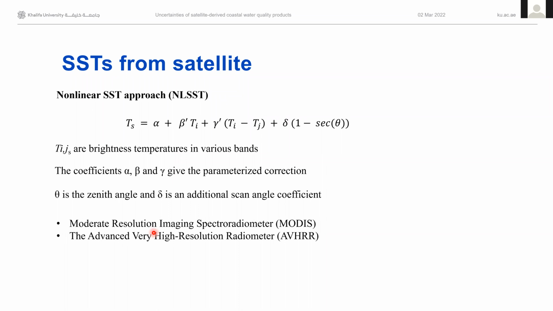The second approach is the nonlinear SST approach, NLSST. In this function, basically they add the zenith angle into the equation and also an additional scan angle coefficient. So the same thing, you have two brightness temperatures, but here you can see the scan angle being added and the zenith angle being also added. This approach is implemented in satellites like the Moderate Resolution Imaging Spectroradiometer, which is MODIS, and also the Advanced Very High Resolution Radiometer, the AVHRR.